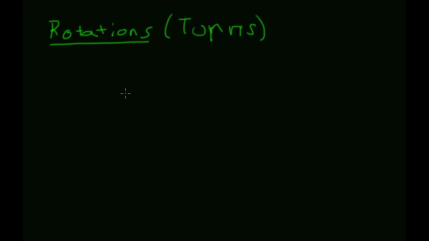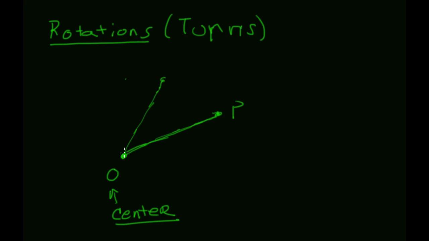Turns. All right. So typically when we do a rotation, we're going to take a point, we'll call it P, and we're going to rotate it around another point, which I'm going to call O. This is sometimes referred to as the center of the rotation. And we do this so that this distance is preserved, but the point ends up somewhere else. So we're going to call that P prime.